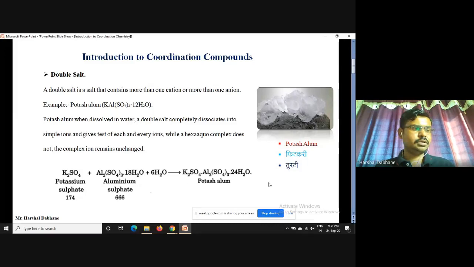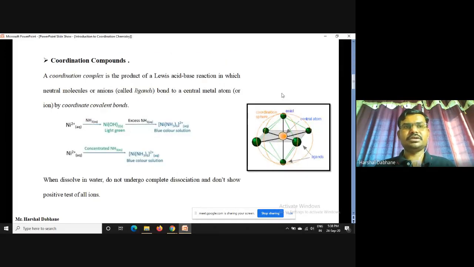Now we talk about coordination compounds. Here we have to differentiate between the double salt and the coordination compound. We already talked about the coordination bond. Here the coordination complex is a product of a Lewis acid and base reaction, in which neutral molecules or anionic ligands are bonded to the central metal ion. So I will tell you about what the coordination complex is.